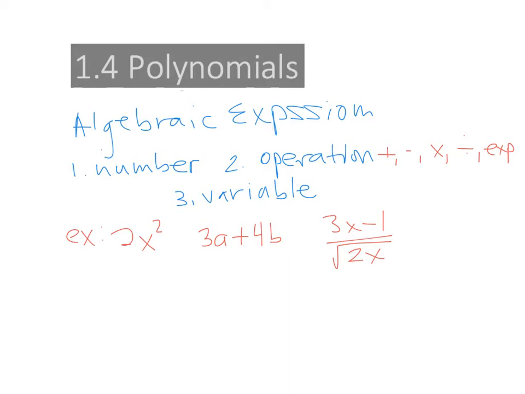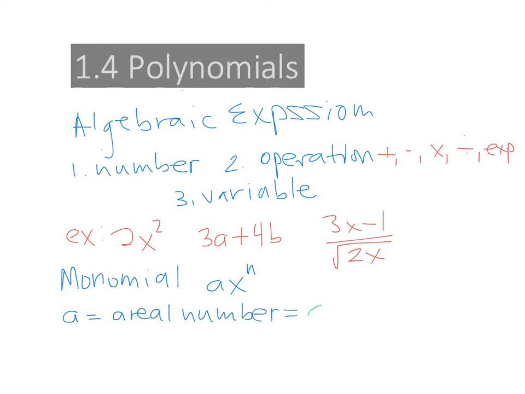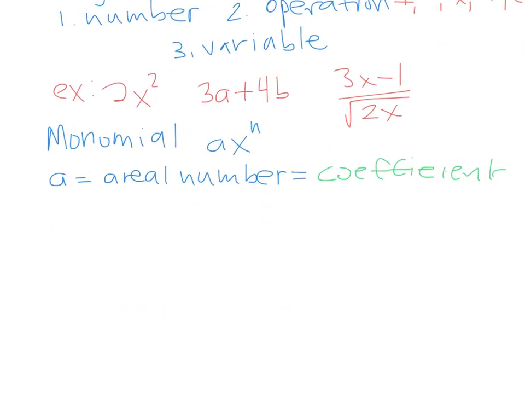We want to look at a specific type of algebraic expression called a monomial. It has the form of ax to the n, where a equals a real number, and we call it a coefficient. It's a term to know the definition of. It is the real number multiplied out in front of a variable. In this case, that variable is x.